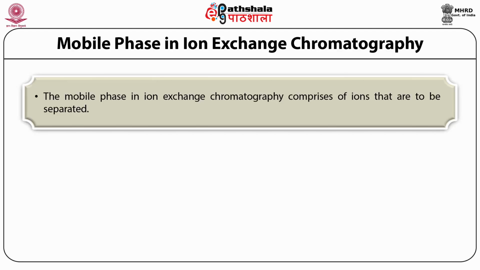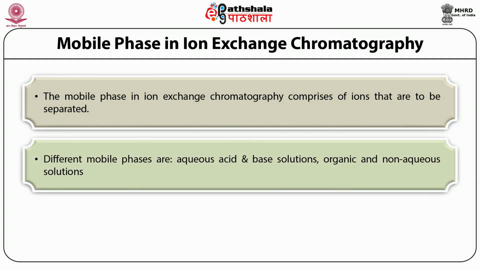a mixture of solvents where additives such as salts, zwitterions, detergents, etc. are added. The mobile phase also contains the mixture of ions that are to be separated or eluted from the compounds. Therefore, the different mobile phases can be either aqueous acid and base solutions, that is, buffers, or organic and non-aqueous solutions, depending on the mixture of compounds that are to be separated. It is imperative to make a suitable choice of mobile phase depending on the type of compound that is to be eluted from the mixture of compounds.